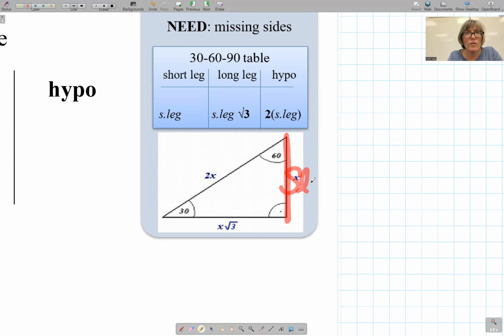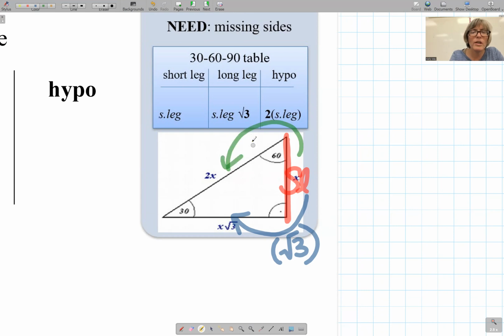I'm going to call that SL. Short leg to the long leg, that's across, is times √3. That was the pattern. Short leg to long leg times √3. Short leg to hypo is times 2. I call these the sprouts. Everything starts with the short leg.